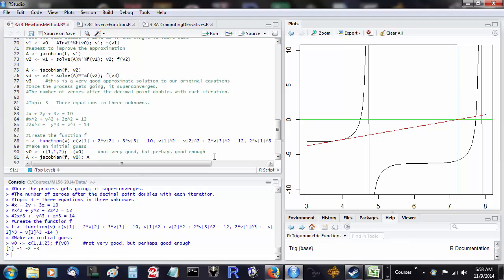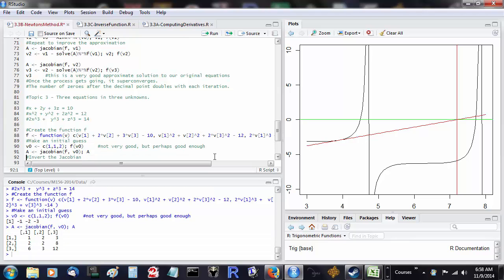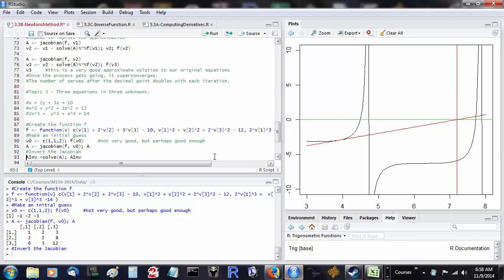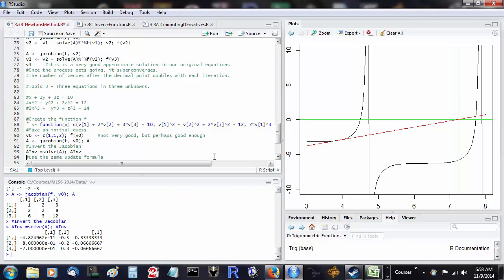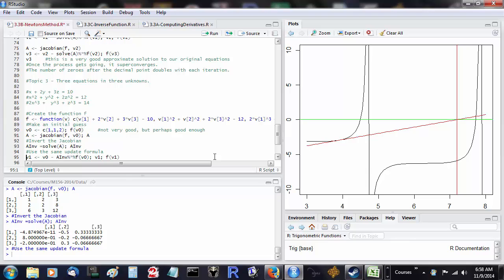Calculate the Jacobian matrix evaluated at v0. A pain to do by hand, but R evaluates these things instantly. Invert it. If the matrix is not invertible, then we're not going to be able to find a decent solution to these equations. And we use the same old update formula.